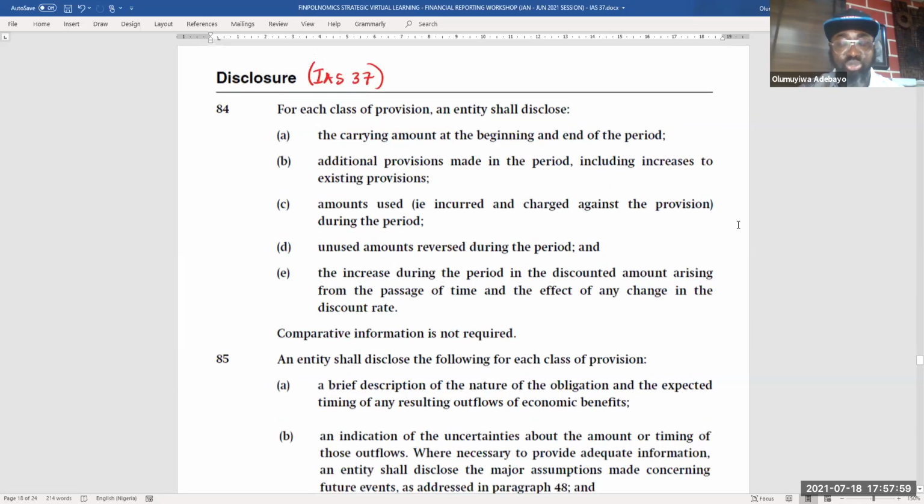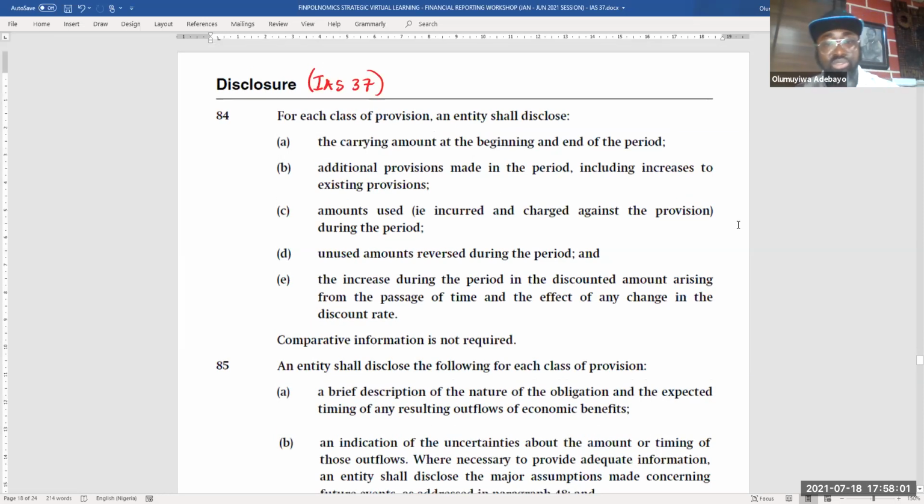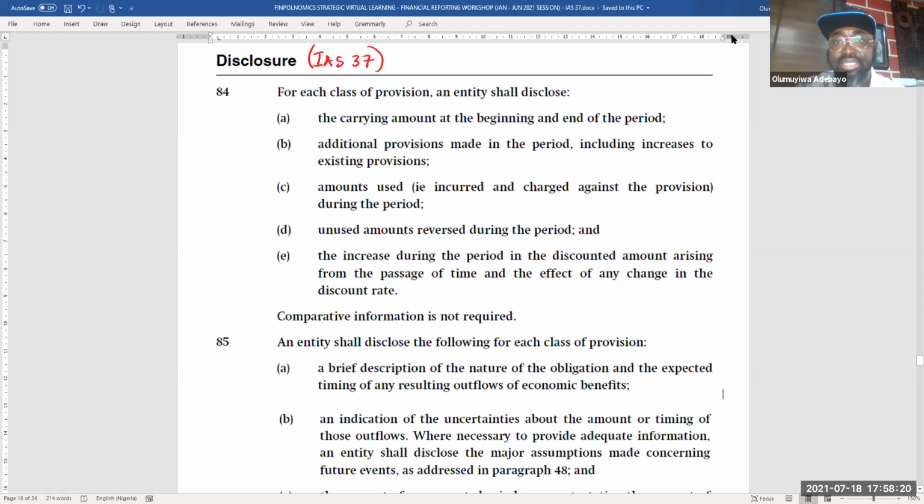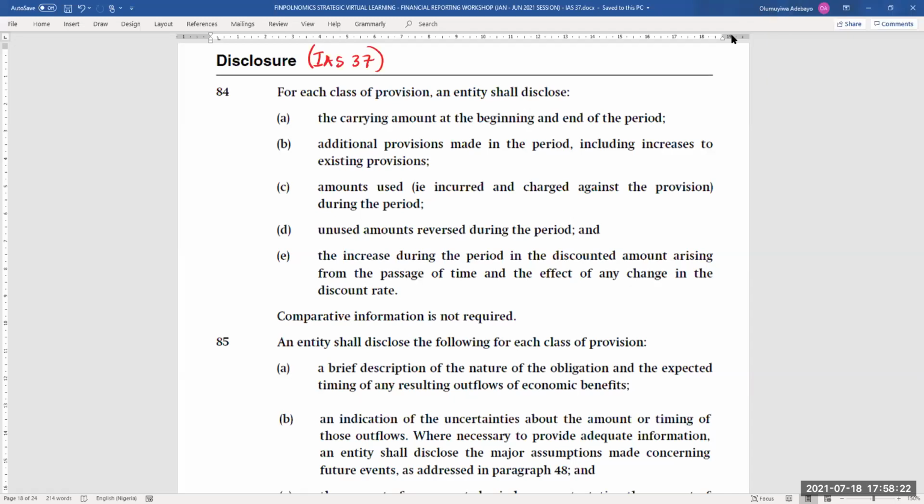What are we to disclose with respect to provisions, and what are we to disclose with respect to other factors such as contingent assets and contingent what? Liabilities. Okay, can somebody read this up for me? What do you expect to disclose? Financial statements. Disclosure. Yes. Disclosure, IAS 37. For each class of provision, an entity shall disclose: A, the carrying amount at the beginning and end of the period.